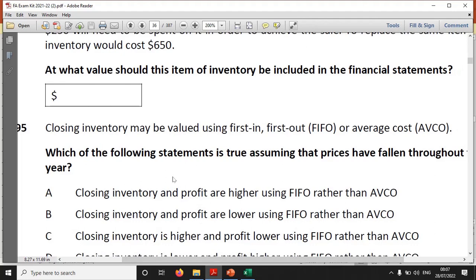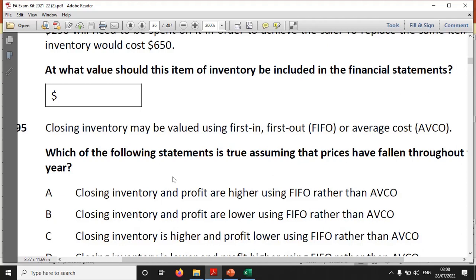We told closing inventory may be valued using the first in, first out basis or average cost, AVCO. Question is, which of the following statements is true, assuming that prices have fallen throughout the year?